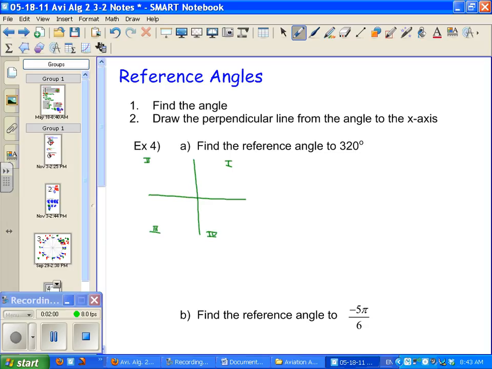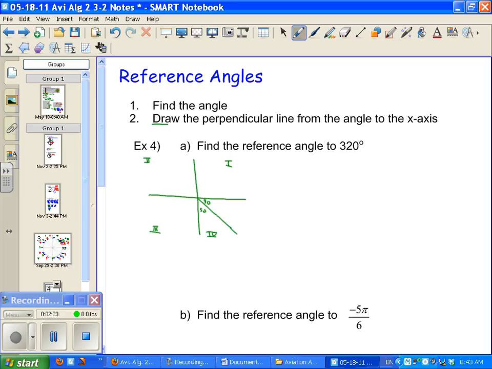Quadrant 4, because I have to go 90, this is 180, this is 270, and then how much more past to get to 320? It'll be 40 from here, but 270 plus 50 gets me to 320. So this is 50, this is 40. All right, follow that? So that's where my angle is going to be.